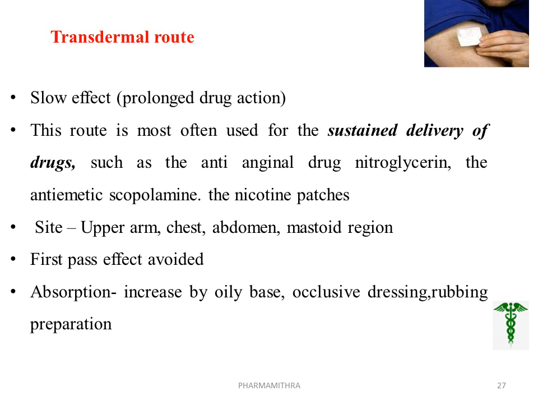The sites of application are the upper arm, chest, abdomen and mastoid region. Mastoid means the part of the temporal bone of the skull that is behind the ear. Here the pus is avoided. Absorption is increased by the administration of an oily base, occlusive dressing, rubbing preparation like that.